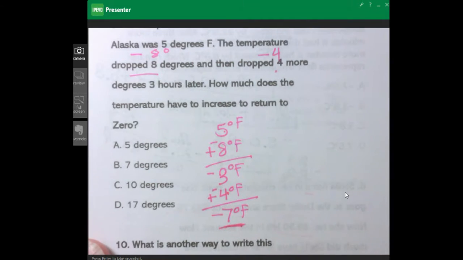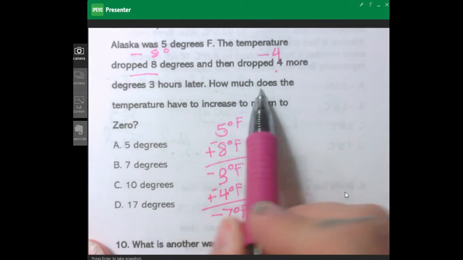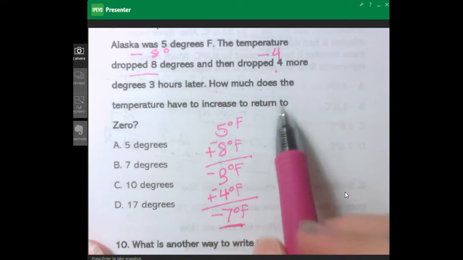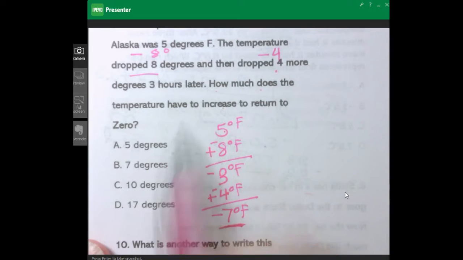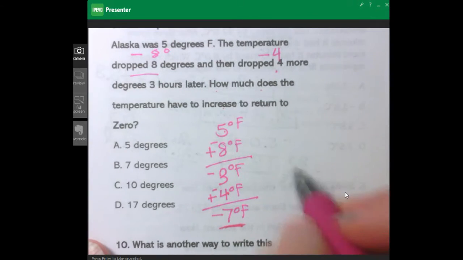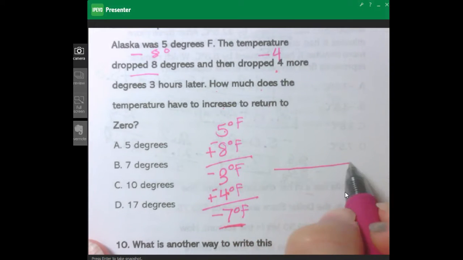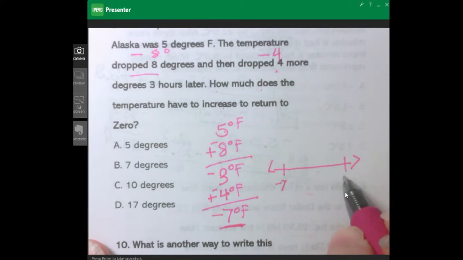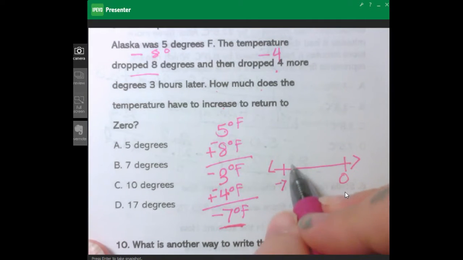But the question is, how much does the temperature have to increase to return to 0? So that's what I want to know. What does it take for me to get from -7 to 0? So if we're looking at this on the number line, if I am at -7, but I want to get to 0, how far do I have to go?